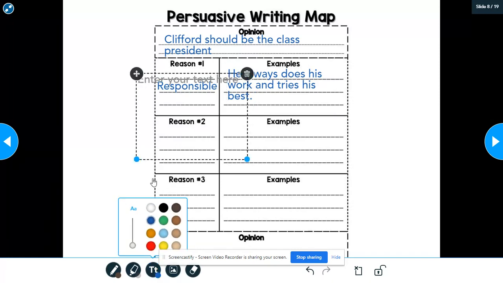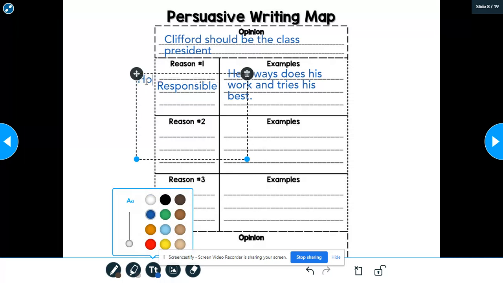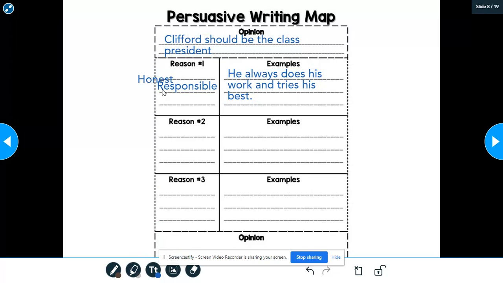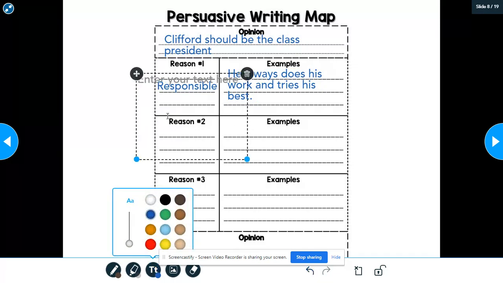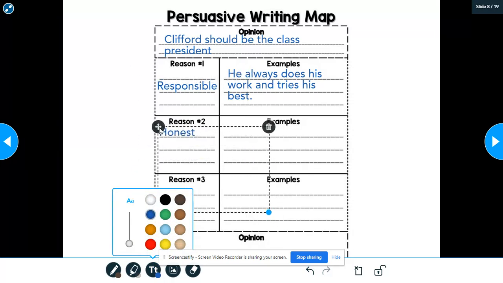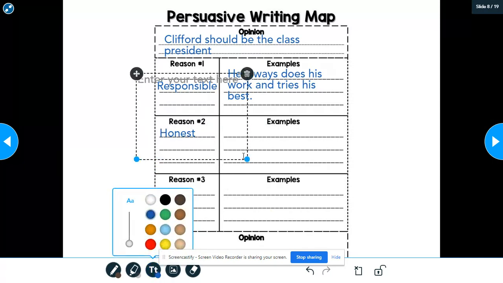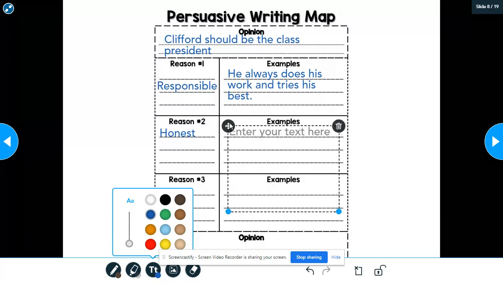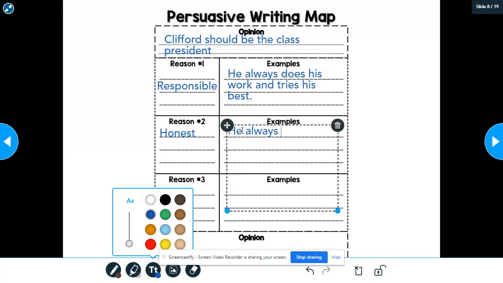Okay, then you go on to your next reason. Let's say your second reason was that your person was honest. You'd put that as your reason number 2. And just get these placed as best you can. Then you'd say why, prove that your person is honest. He always tells the truth.